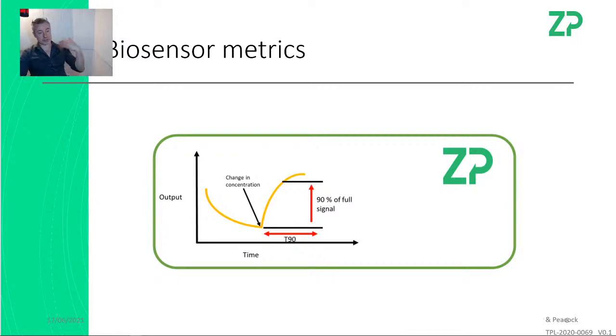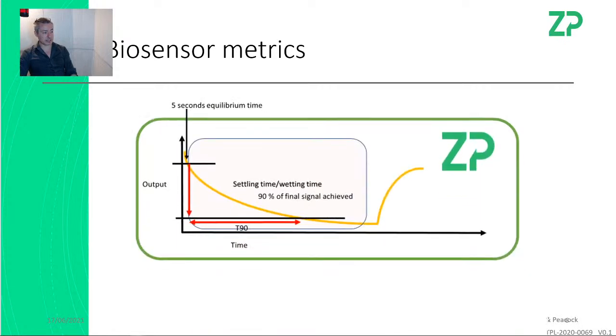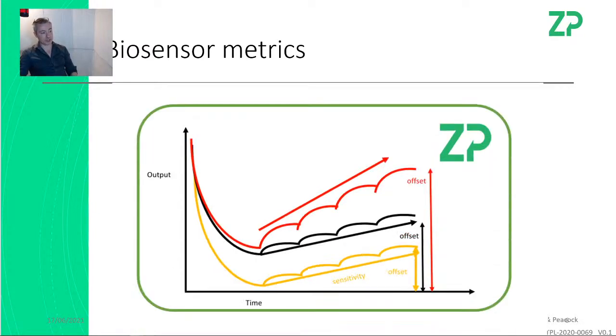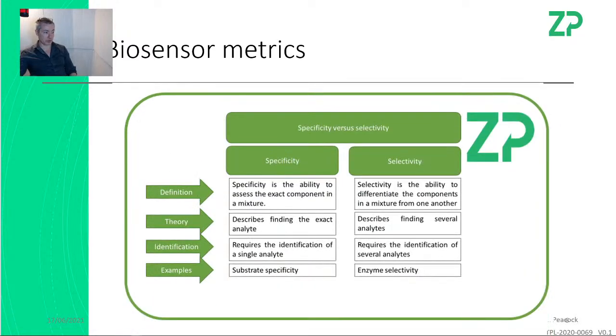I want to sort of define the time to get to signal, the T90 time. I want to talk about settling time or the wetting time, the time it takes for the signal to settle. I also do want to discuss resolution. People are interested in what sort of signal can I resolve, and that really needs to be a sort of in-depth conversation. We want to talk about sensitivity and offset between different sensors. And I do want to talk about specificity versus selectivity.